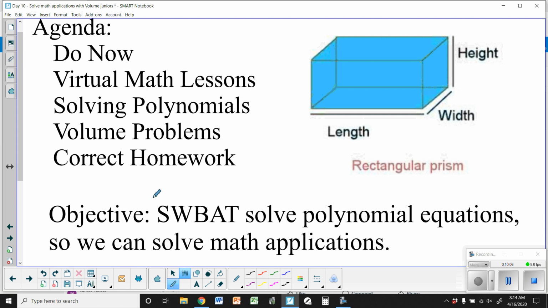In our objective, students will be able to solve polynomial equations so we can solve math applications. So we're really looking at this idea of math applications. If you remember, before break I talked about why we need to know about polynomials. It has to do with a lot of things we do on computers now. They end up being written in these polynomial equations that can describe curves, but also we can figure out some volume things and solve problems that way.